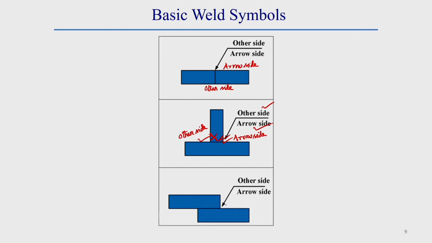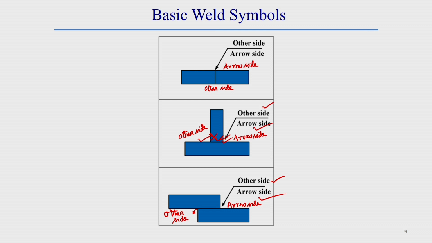Now, in this lap joint, which one is the other side and which one is the arrow side? Arrow side means where the arrow is generally facing. So here, this side is the arrow side, and the other side is this side. This side is the other side, this is the arrow side. So, we should know this information.